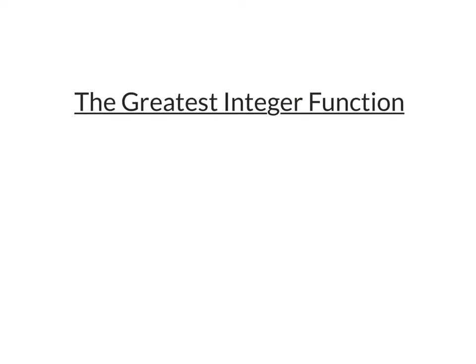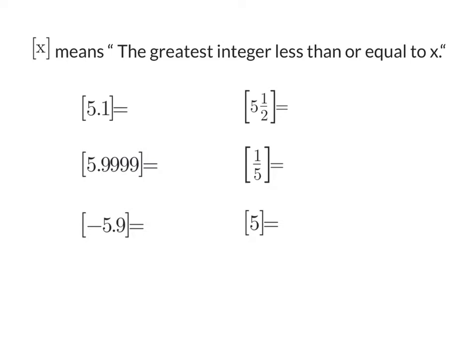Let's take a look at the greatest integer function. When we see the square brackets around something, that means the greatest integer that's less than or equal to what's inside of those square brackets. This is different than in interval notation because there's only going to be one number on the inside.